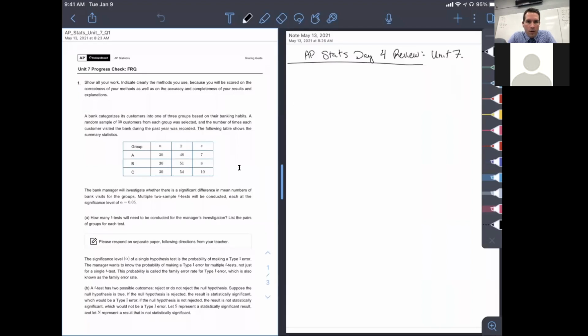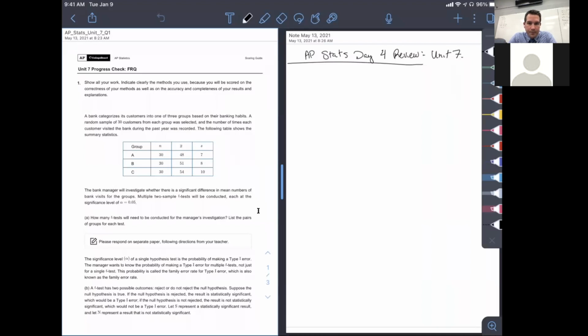So question 1 from Unit 7 says, a bank categorizes its customers into one of 3 groups based on their banking habits. A random sample of 30 customers from each group was selected, and the number of times each customer visited the bank during the past year was recorded. The following table shows the summary statistics. So Group A, Group B, Group C, 30, 30, 30. We have our x bar, so our average number of visits, and our standard deviation. The bank manager will investigate whether there is a significant difference in mean numbers of bank visits for the groups. Multiple 2-sample t-tests will be conducted, each at a significance level of alpha of 0.05. How many t-tests will need to be conducted for the manager's investigation? List the pairs of groups for each test.